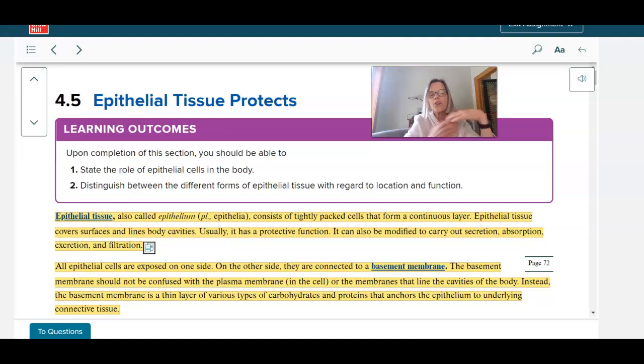If you take all the organs out and you touch the inside of the body cavities, the spaces inside the body, those are epithelial tissues. So these are really important tissues for covering surfaces and providing protection. It says they can be modified for secretion, absorption, excretion, and filtration. So lots of things go on in the surfaces of our body tissues.